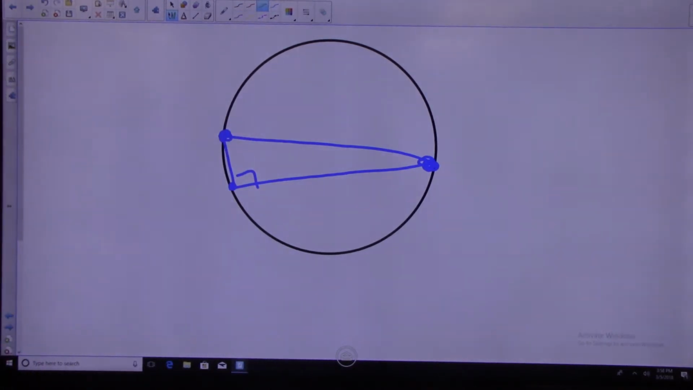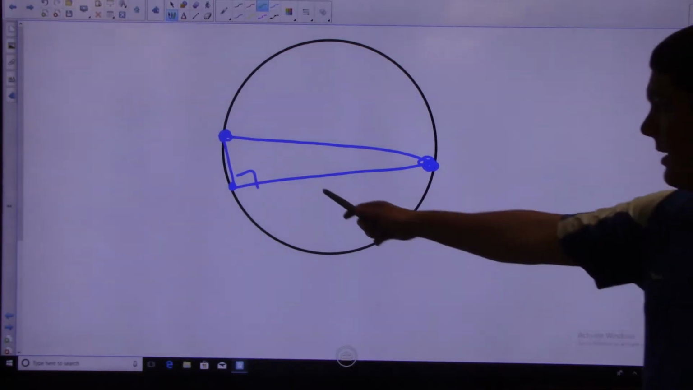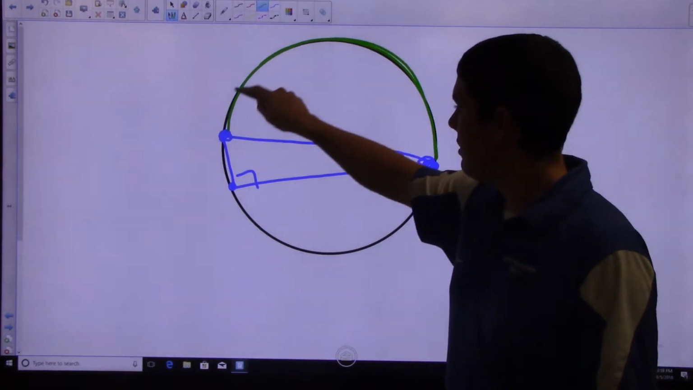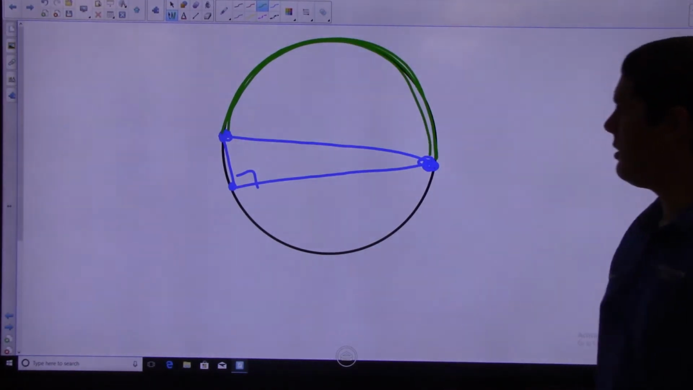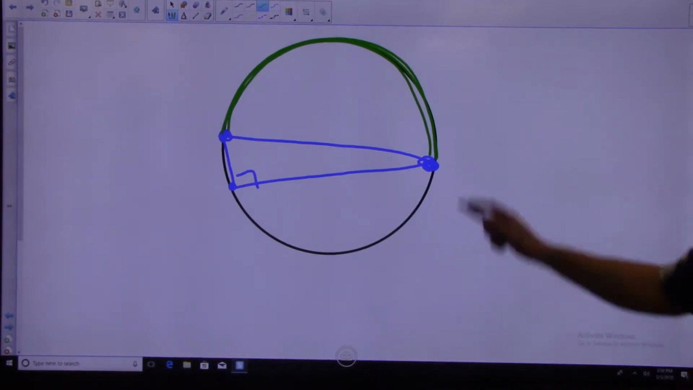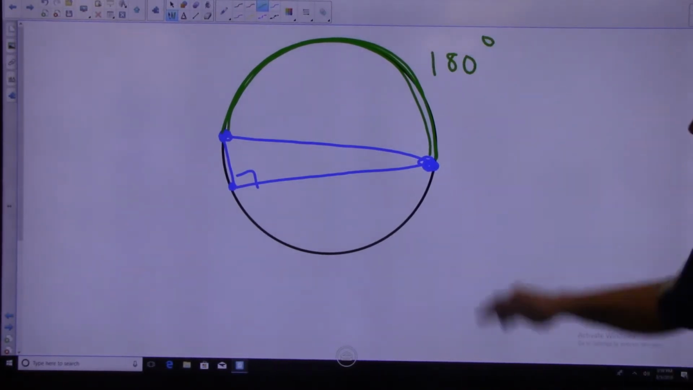Using the fact that we already know about inscribed angles, they always have to be how much of their intercepted arc? Try to remember it without looking. Inscribed angles have to be how much of their intercepted arc? The answer is they have to be half. So if that angle is 90, what would this intercepted arc have to be, the one I just highlighted in green? Well, 90 is half of what? The answer is 180. So that arc would have to be 180.